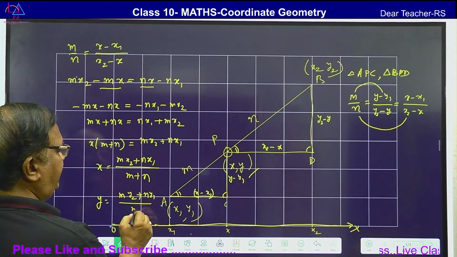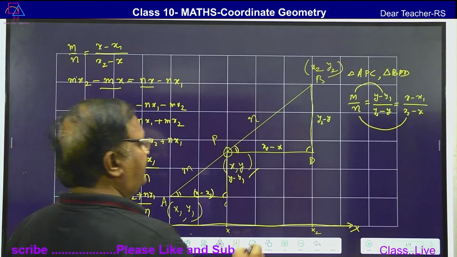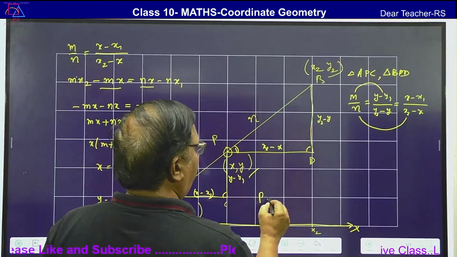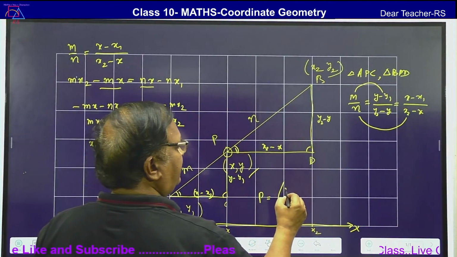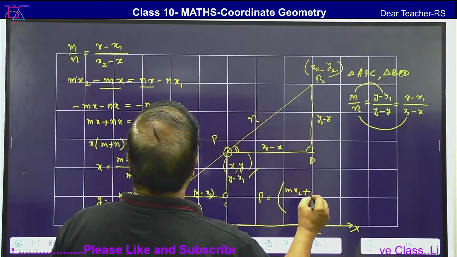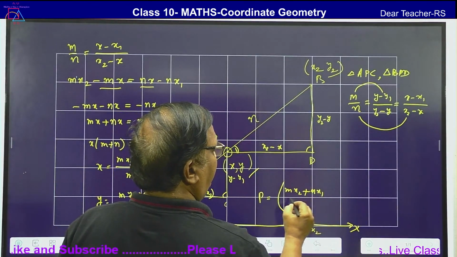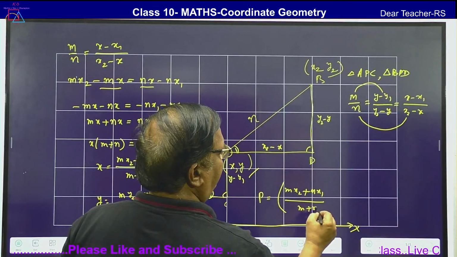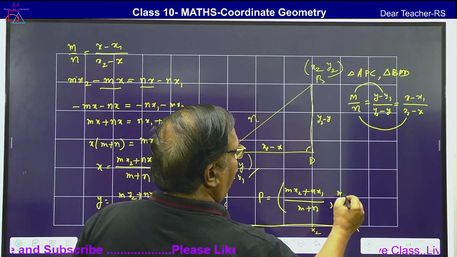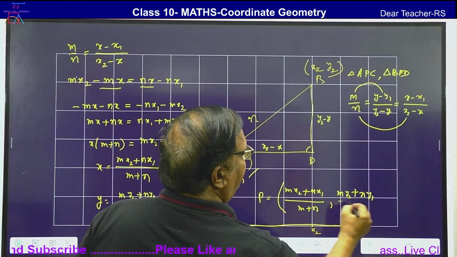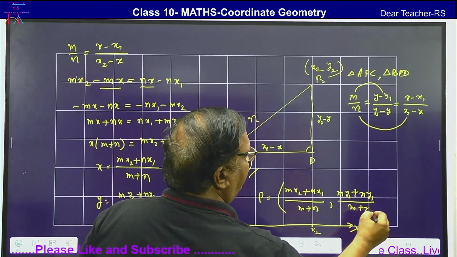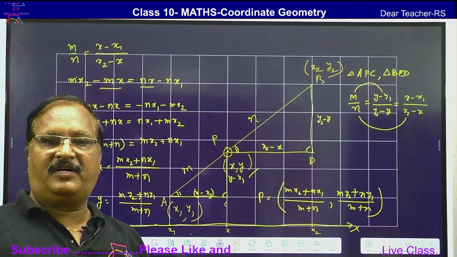So by m plus n. So that means this P is equal to, we have got the formula for x and y, that means mx2 plus nx1 by m plus n, comma, my2 plus ny1 by m plus n. This is the section formula.